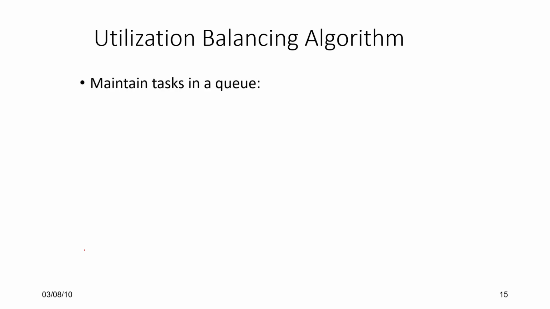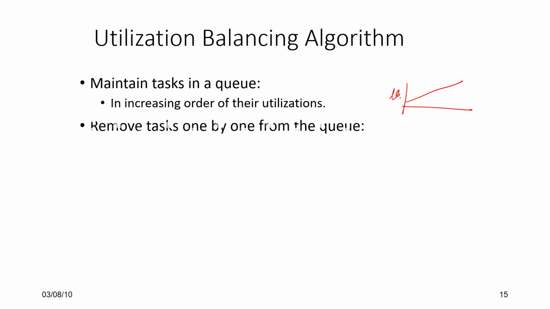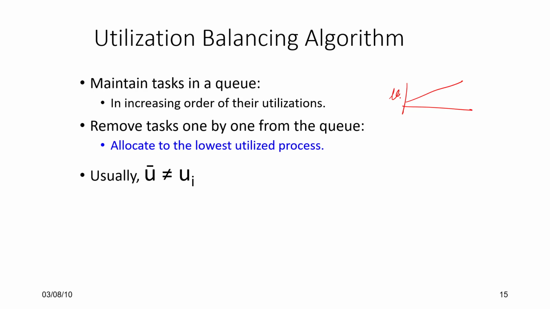So the utilization balancing algorithm is very simple. We maintain all the tasks in a queue in an increasing order of their utilizations. So it's just a queue, increasing order of utilizations, right? So what we do is we remove tasks one by one in an increasing order. Then we allocate it to the lowest utilized CPU. Okay. So the thing is that we have multiple CPUs.